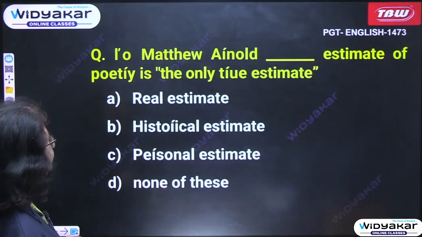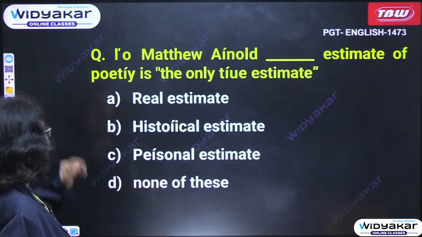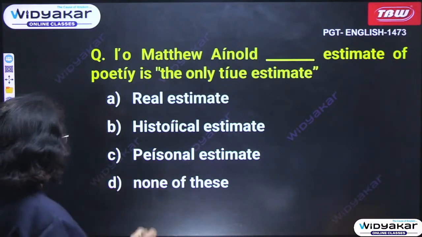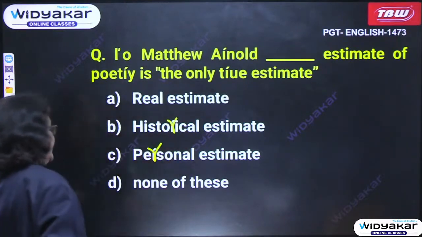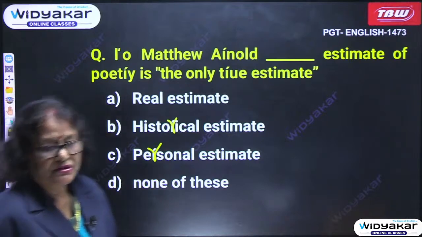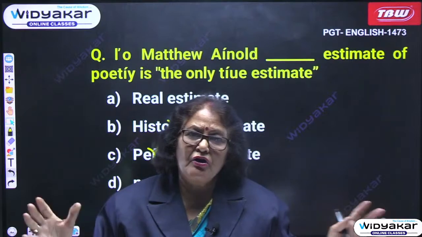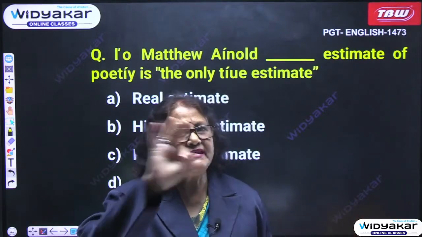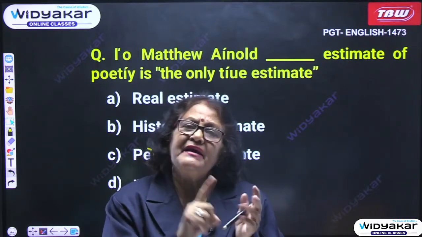For Matthew Arnold, dash estimate of poetry is the only true estimate. A, real estimate. B, historical estimate. C, personal estimate. D, none of these. So, while judging poetry, what does Matthew Arnold say? So there are three estimates: historical estimate, personal estimate, and real estimate.